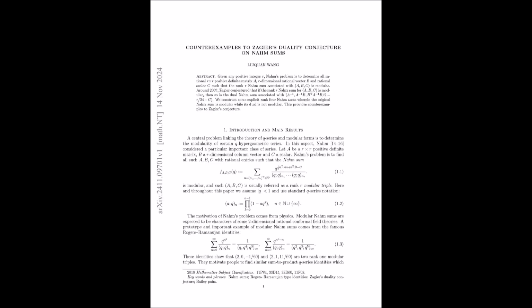Exactly. And Zagier's conjecture states that if the original Nahm sum defined by A, B, and C is modular, then the dual Nahm sum defined by the output of this formula should also be modular. That makes sense. Now, where do the counterexamples come in? The authors of this paper discovered specific examples of Nahm sums where this duality breaks down. They present a rank 4 Nahm sum that is provably modular, but when you apply Zagier's formula to find its dual, the resulting Nahm sum turns out to be non-modular. So the mirror image isn't always as symmetrical as we thought?